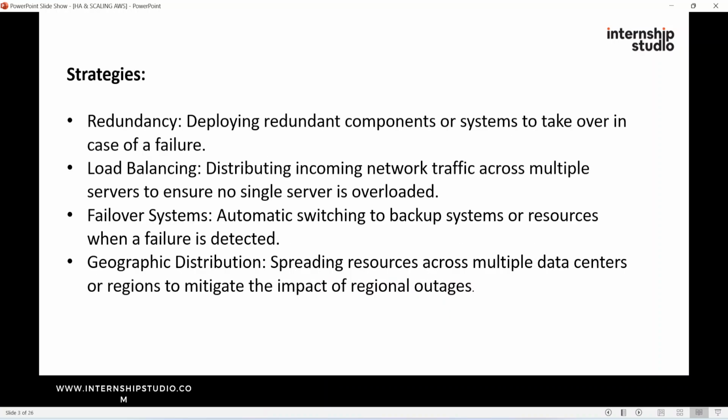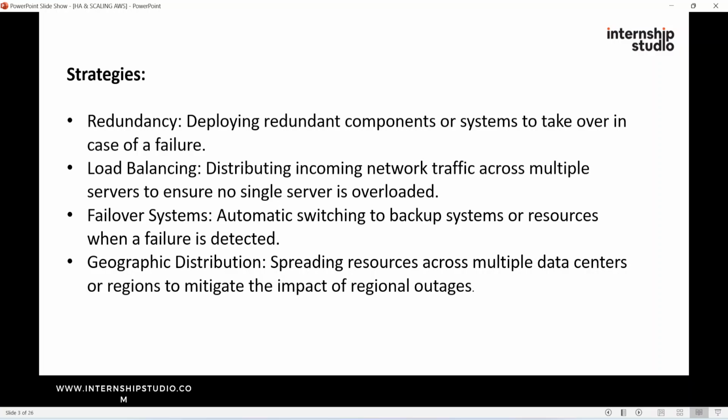So going to the next slide. First are the strategies. What it will help us do first is redundancy: deploying redundant components or systems to take over in case of failure. This we already discussed. Next is load balancing. Again, it helps in distributing incoming traffic across multiple servers to ensure no single server is overloaded.